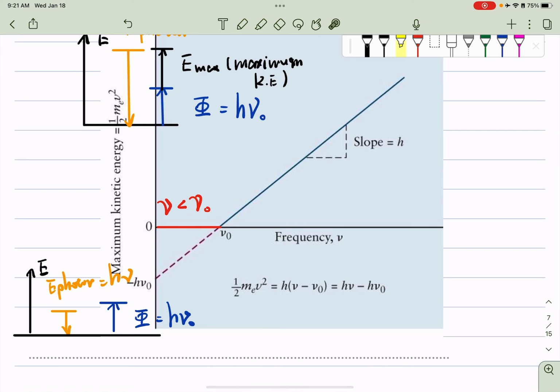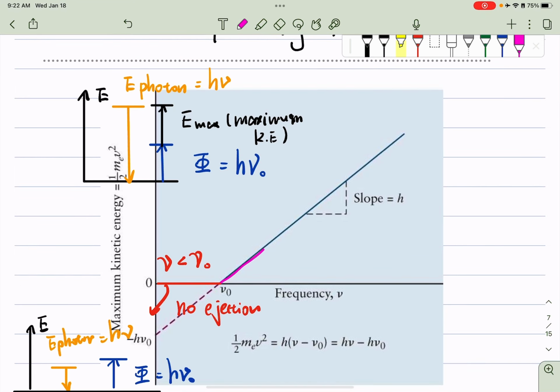So for this region, we have no ejection at all. Even if your photon transfers all its energy to the electron at the surface of this photocathode, it still doesn't have enough energy to be ejected. It's going to remain where it is. So your photoelectrons are not ejected. They don't have any kinetic energy at all. That's when the frequency is smaller than the threshold frequency.